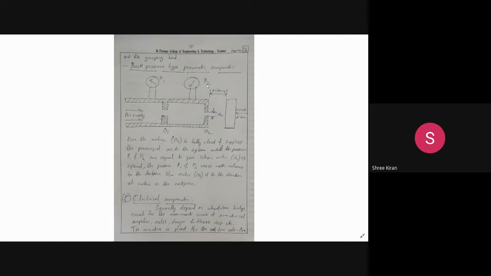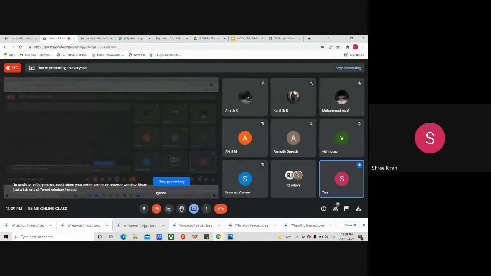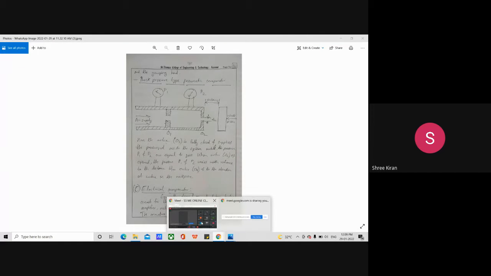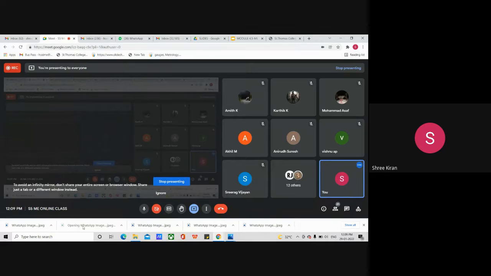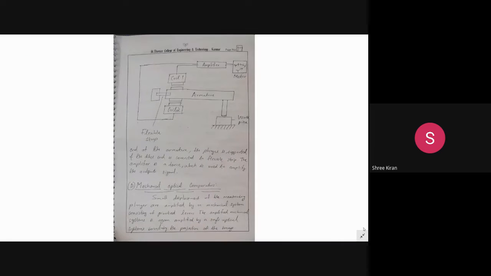I will just show you a small figure where you will have a simple idea regarding the electrical comparator. This is the figure of an electrical comparator, which generally depends on the Wheatstone's bridge.